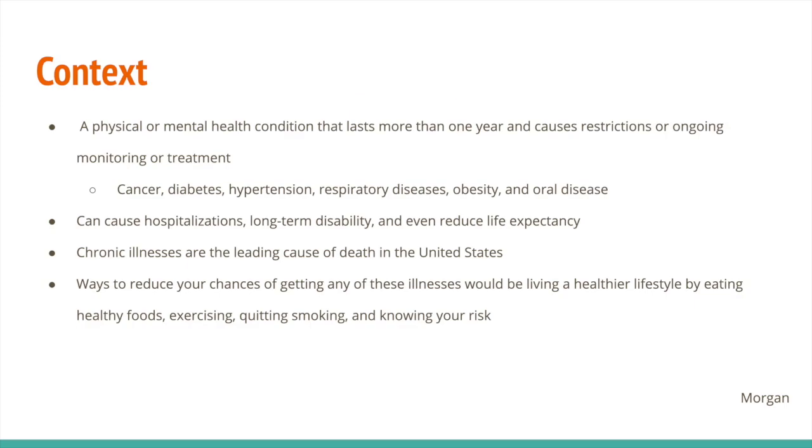A chronic illness is defined as a physical or mental health condition that lasts more than 1 year and causes restrictions or ongoing monitoring and treatment. Some examples of chronic illnesses include cancer, diabetes, hypertension, respiratory diseases, obesity, and oral diseases. These diseases can cause hospitalizations, long-term disability, and even reduce life expectancy. They are the leading cause of death in the United States, but there are ways to reduce your risk, including eating healthier foods, exercising, quitting smoking, and just knowing your risk.